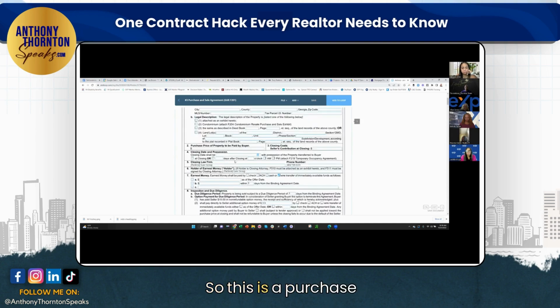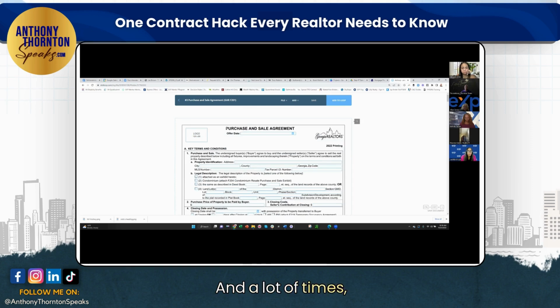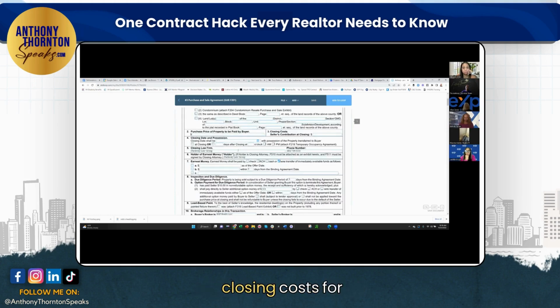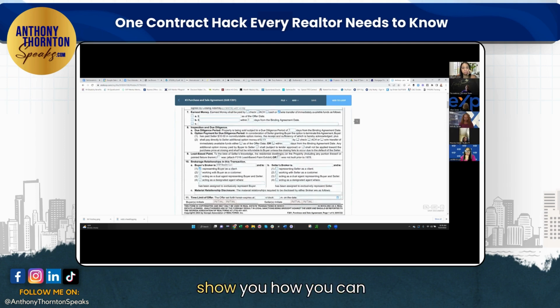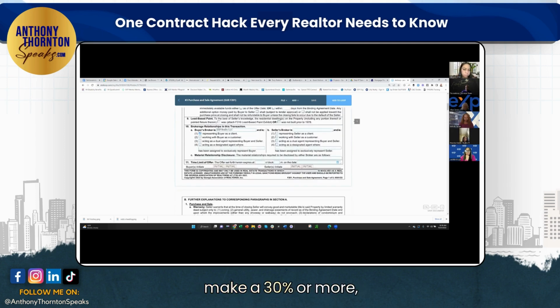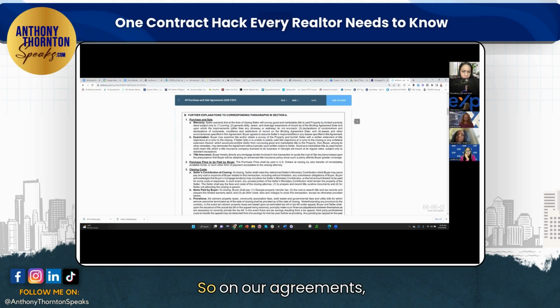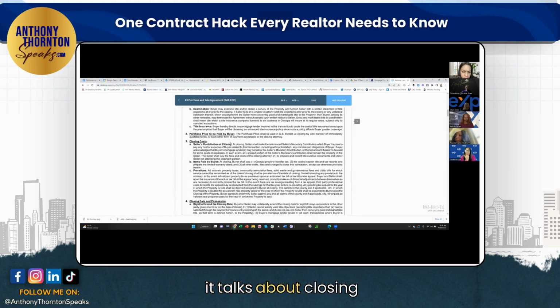All right. So this is a purchase agreement. And a lot of times people ask me, all right, Anthony, where does it say that my buyer can use their closing costs for whatever? Remember, I'm getting ready to show you how you can make 30% or more on every deal. So on our agreements, it talks about closing costs. And here it is on page 2. Is this page 2? Yeah, page 2.